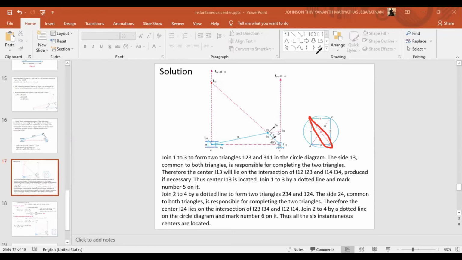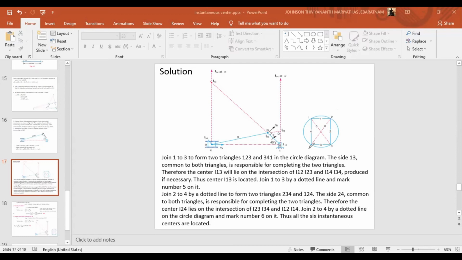We know we should have 6 instantaneous centers. We'll go for the next one. Join 2 and 4 by a dotted line, right? If I join 2 and 4, one triangle would be 2, 3, 4, and the other triangle would be 1, 2, 4, right? And 2, 4 is going to be the common side for making these 2 triangles. Based on this common side, we will go for link I23 and I34, and we will produce it if necessary, right?